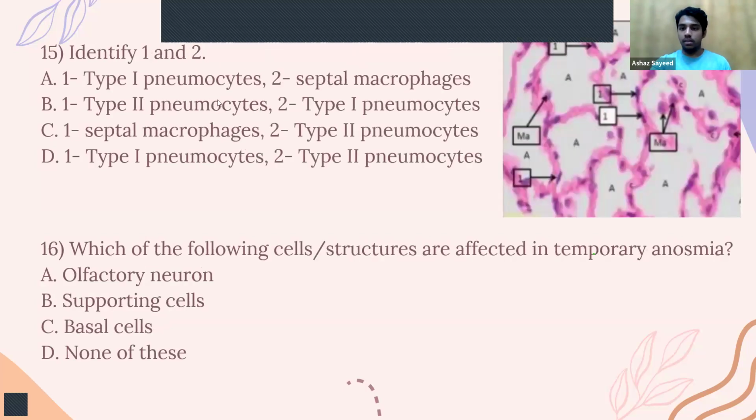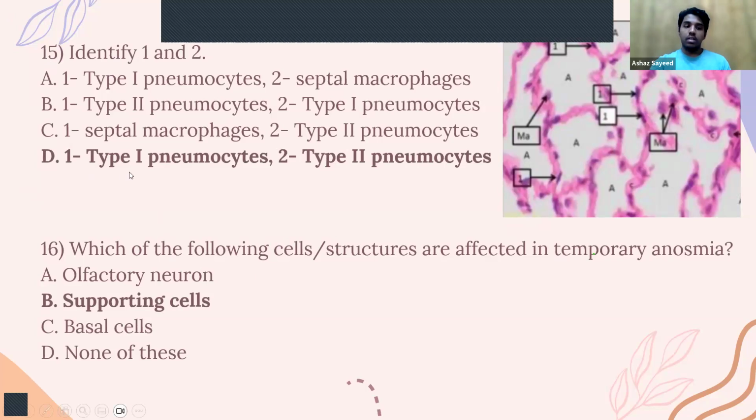Now identify structure 1 and 2 in the slides. Easy. We looked at this image like a million times. Really easy question like this. Which of the following cell structures are affected in temporary anosmia? Temporary anosmia, again, your inability to smell anything temporarily. Five, four, three, two, one.